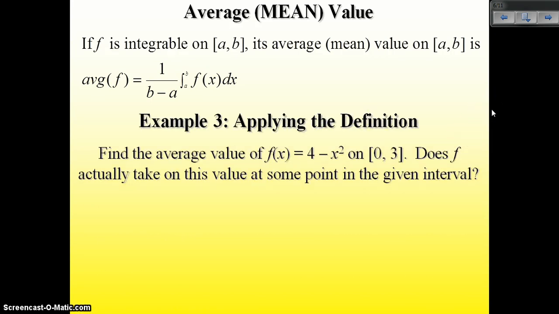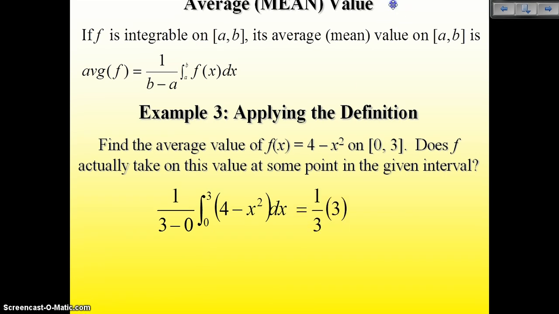Alright, so using that formula, let's find the average value of f of x equals 4 minus x squared on the interval 0 to 3. And does f actually take on this value at some point in the given interval? Well, let's see. So we set up our problem. 1 over b minus a, 3 minus 0, integral from 0 to 3 of 4 minus x squared dx.